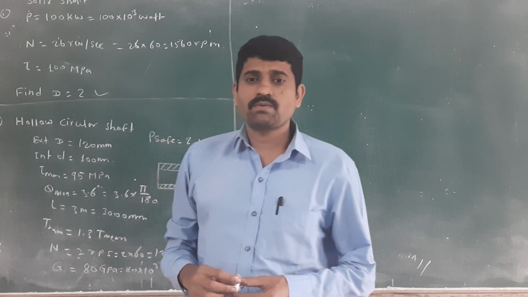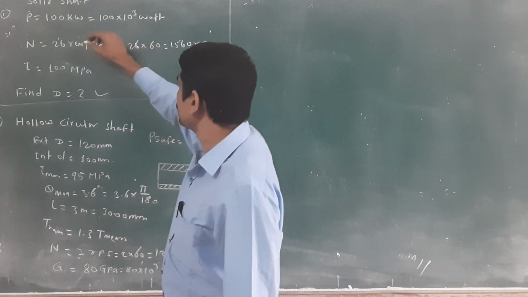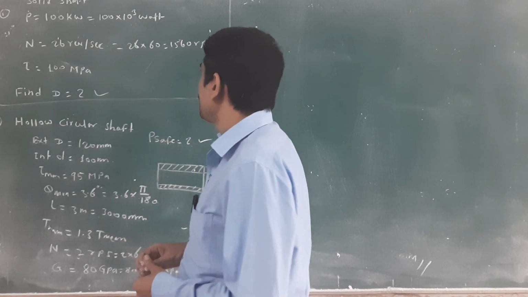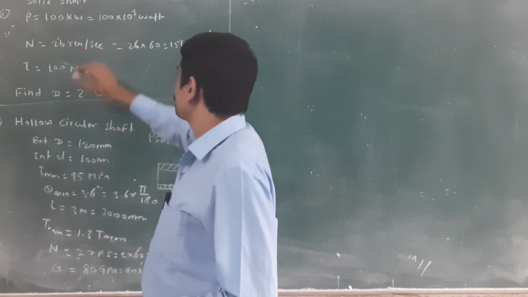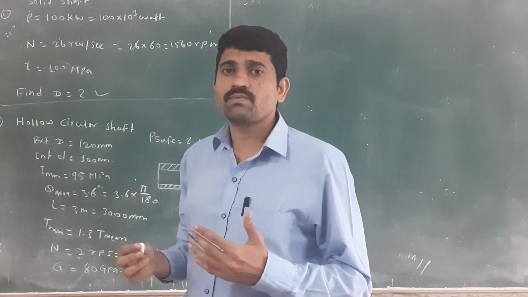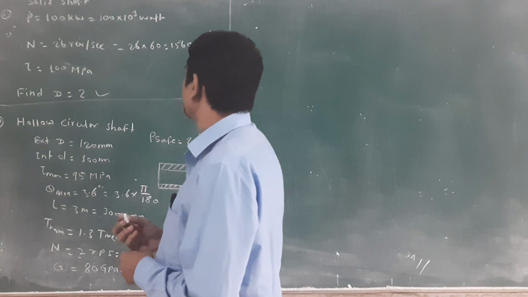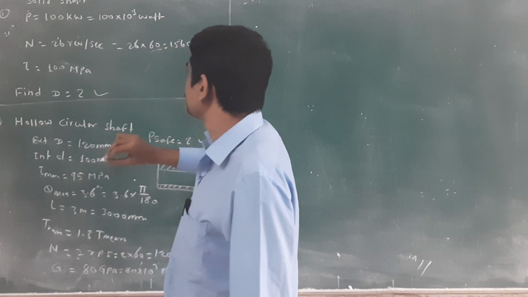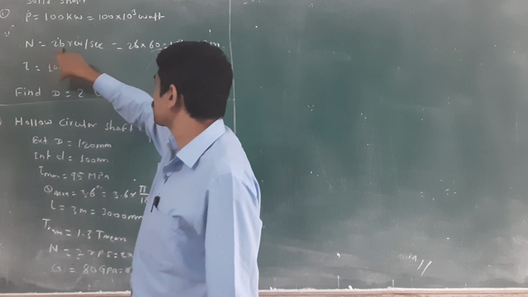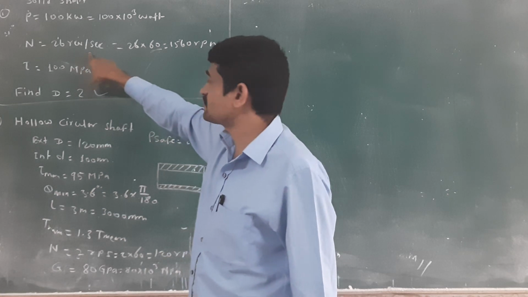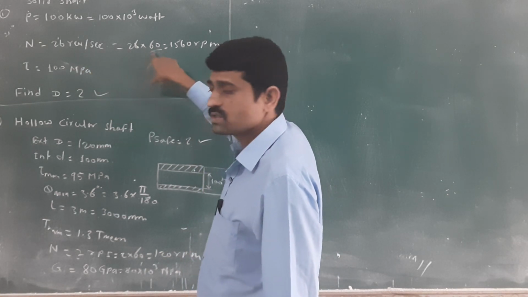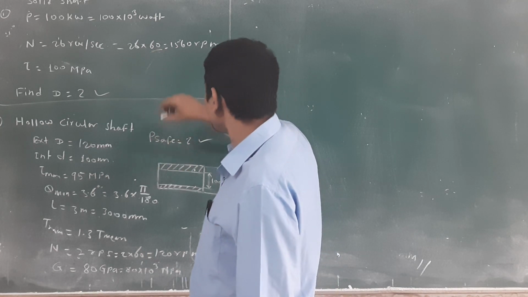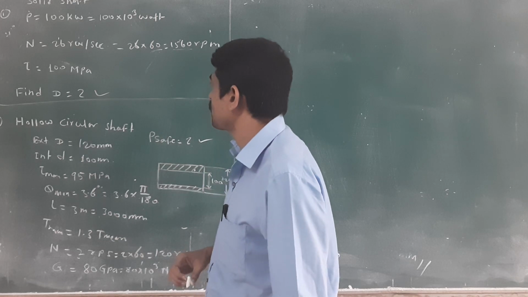You are also given that it is turning at 26 revolutions per second, that is, the RPS value. How to convert this into per minute? You have to multiply by 60. So speed N is equal to 26 revolutions per second, which is 26 into 60 in revolutions per minute, and you will get 1560 RPM.